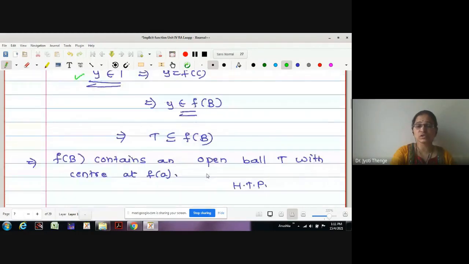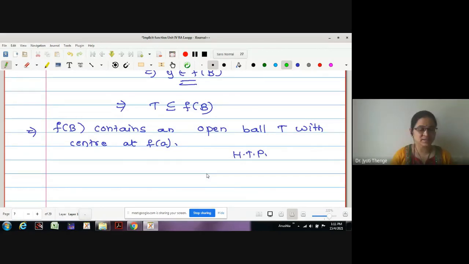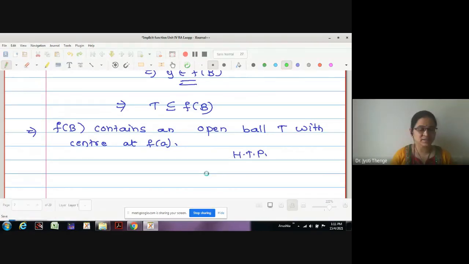Finally, it proves T is contained in f of B, hence f of B contains an open ball with center at f of a. And hence it is the proof of our second theorem in this unit number 4.